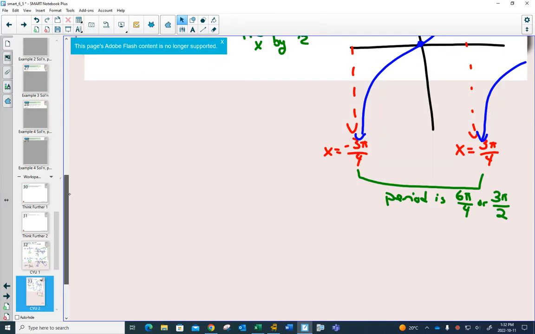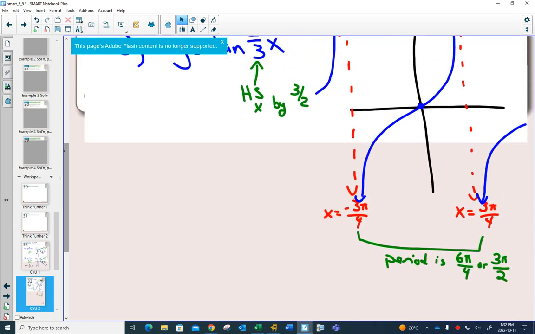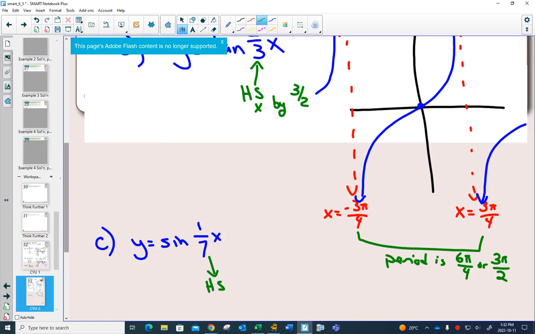And finally, the last graph. Is that too fast? Is y equals sine x over 7. Are you okay to write the x over 7 as 1/7x? And then recognize this is a horizontal stretch, where you would multiply x by 7.